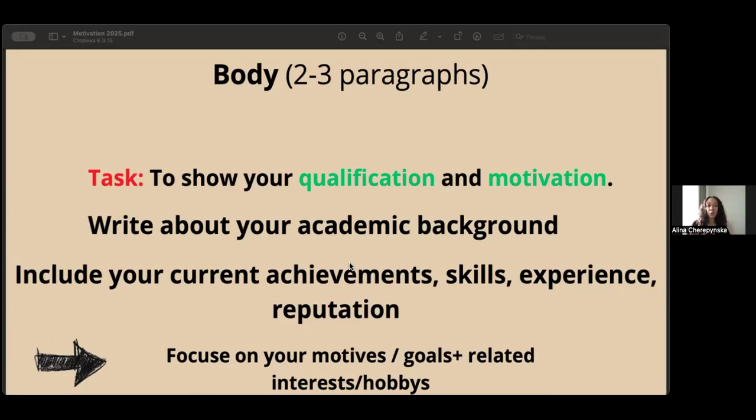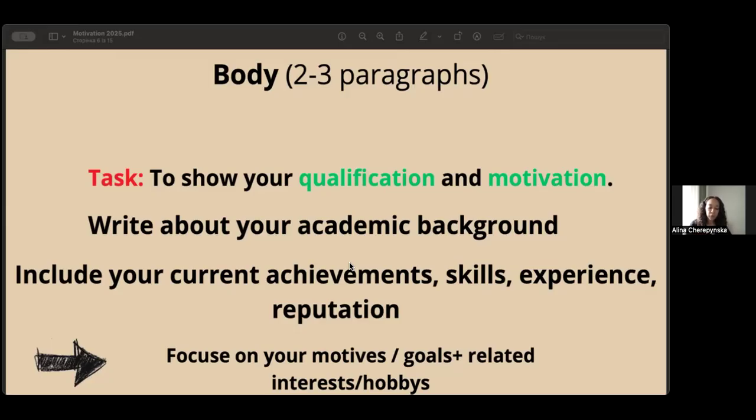So, what do we have here? You need to write about your academic background. Academic background means everything that connects with education in your life. It may be your school, some study programs, some courses, or an educational internship. So, everything that you had in your life connected with academic life. At the same time, in the body part, you need to include your current achievements, skills, experience, and reputation, if it's, for example, very prominent. And let's focus here. What about achievements?